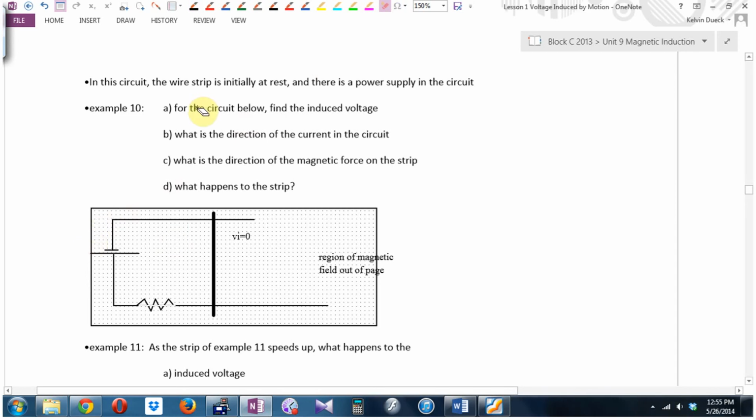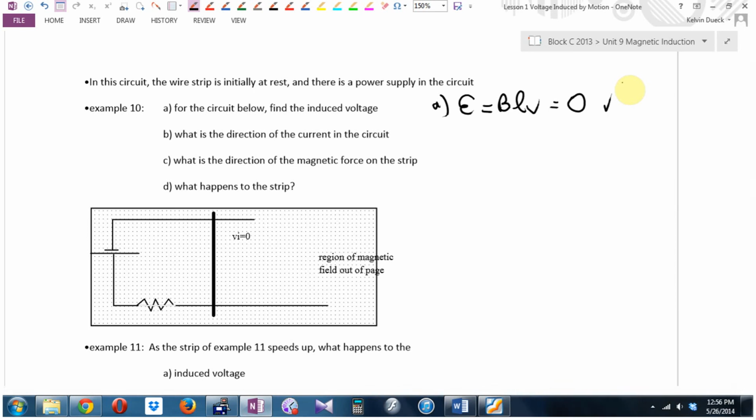It says, for the circuit below, find the induced voltage. What's the direction of current in the circuit? What's the direction of the okay. First of all, part A says, find the induced voltage. Well, induced voltage is B L V. Why can I tell you right now that the answer is 0? Not moving. Okay? No induced voltage. We'll supply some voltage, but we're not getting voltage from motion.